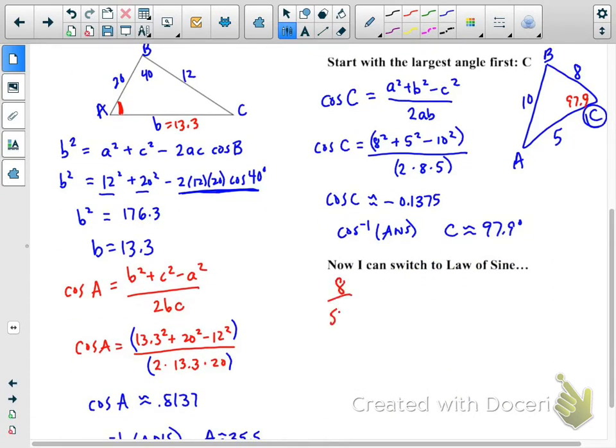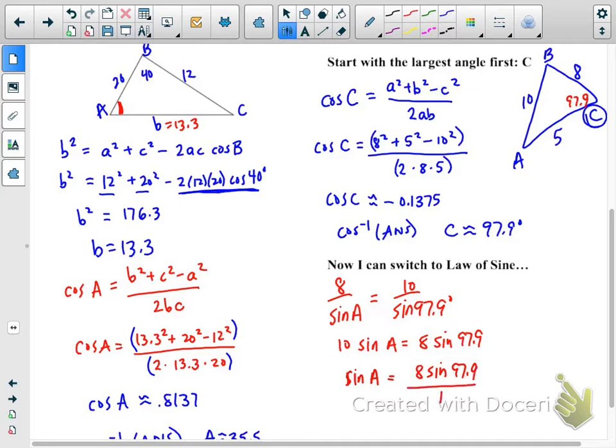8 over the sine of A is equal to 10 over the sine of 97.9. Now, it doesn't matter which order you write these fractions in. We cross multiply, and I end up with 10 sine of A is 8 sine of 97.9. So sine of A is 8 sine of 97.9 over 10.